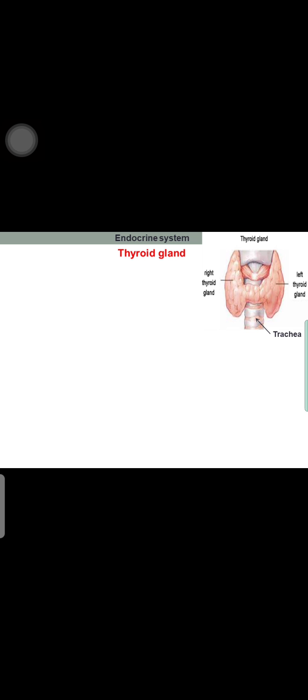Let's see how all these tissues work together to perform their function inside the living organism. Let's start with the endocrine system. It's the system responsible for hormone production inside the living organism. And hormone production has two ways.